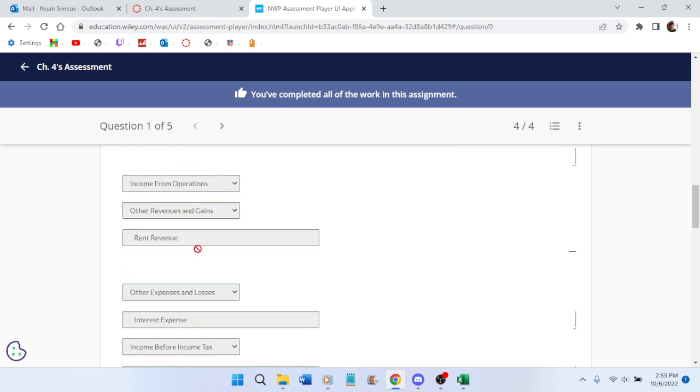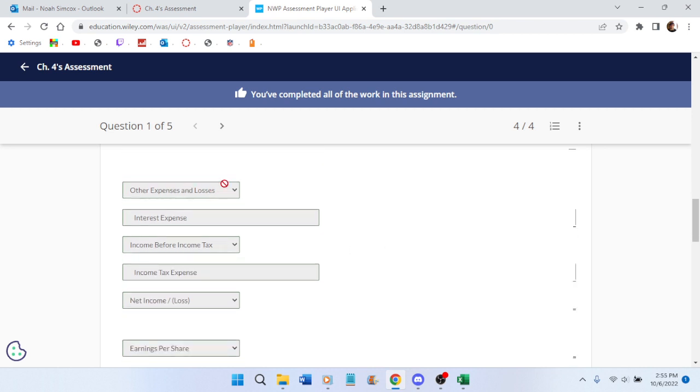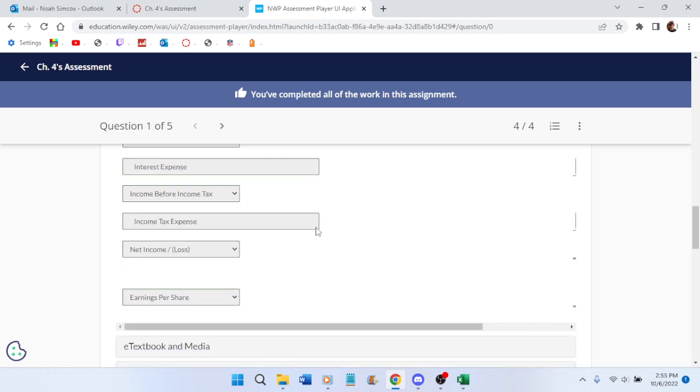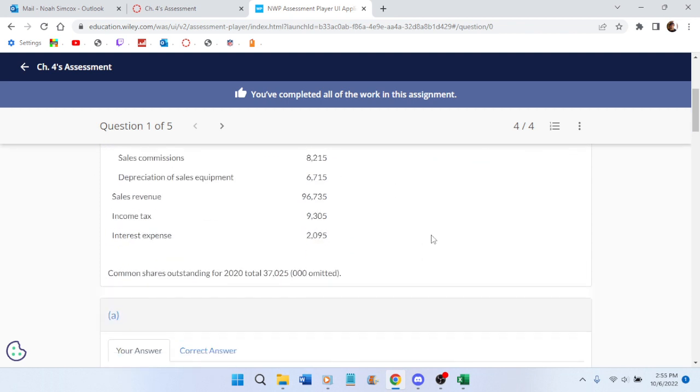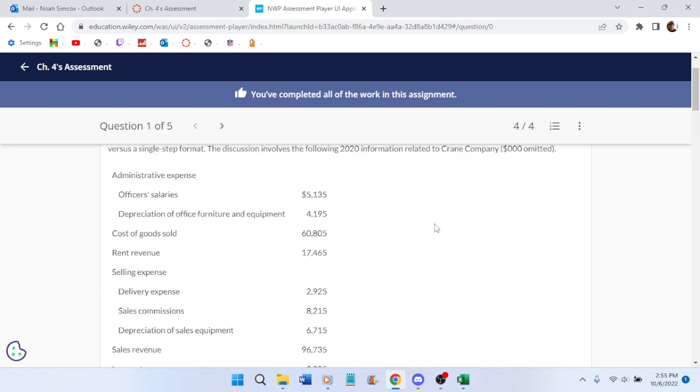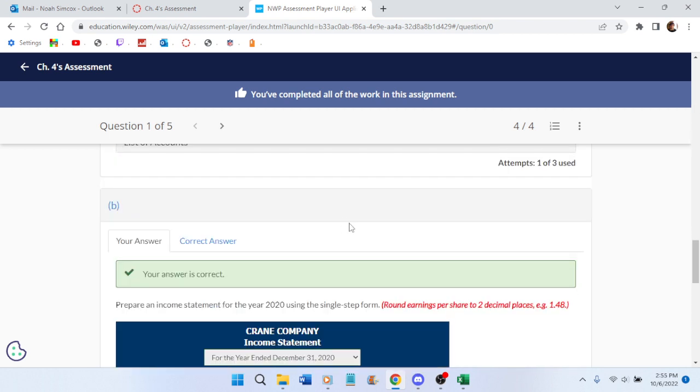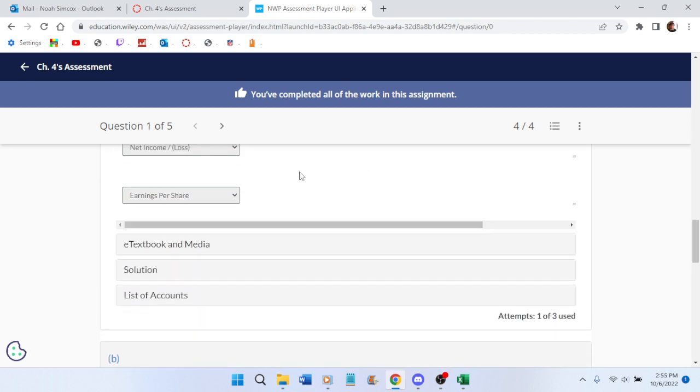revenues and gains, rent revenue, other expenses and losses, interest expense, income before income tax expense, net income. Now, earnings per share, all you have to do is net income divided by the number of shares. And there you go. So that's pretty simple. I don't need to actually work through that problem.